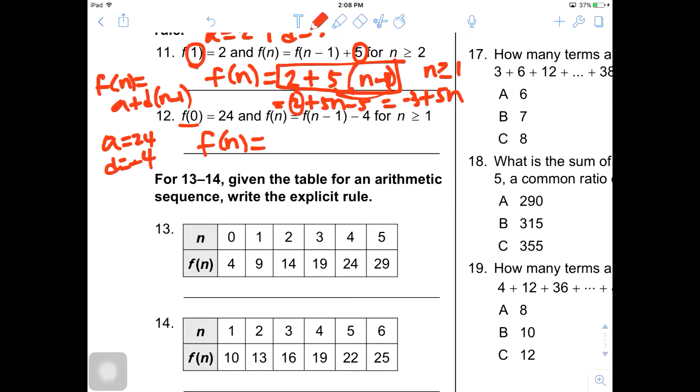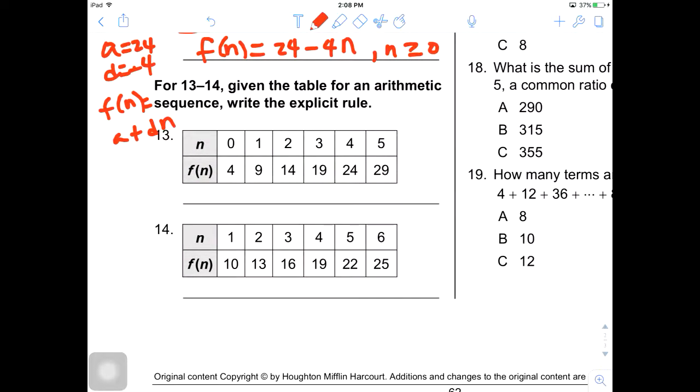Remember, the f of n formula for n equal to 0 is just a plus common difference times n. So that would be a, which is 24, plus the common difference, negative 4. So instead of plus, it'll be a minus 4 times n. And that is my formula. And the domain is for n greater than or equal to 0.